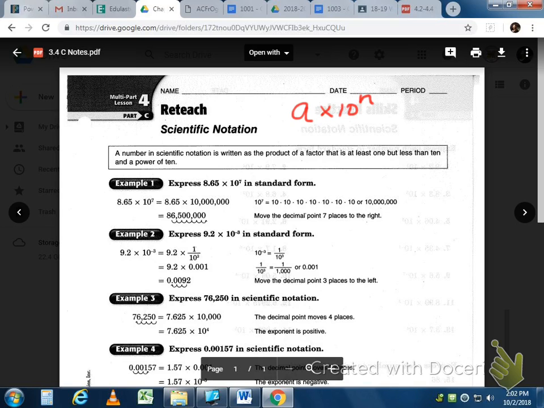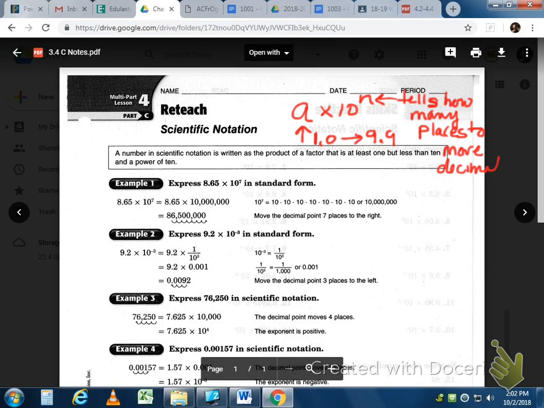That is scientific notation. Here are the rules about scientific notation. A has to be a number from 1.0 to 9.9. It's anything from 1 to 9. It can't be bigger than 9.9. It can't be less than 1. N tells how many places to move the decimal.